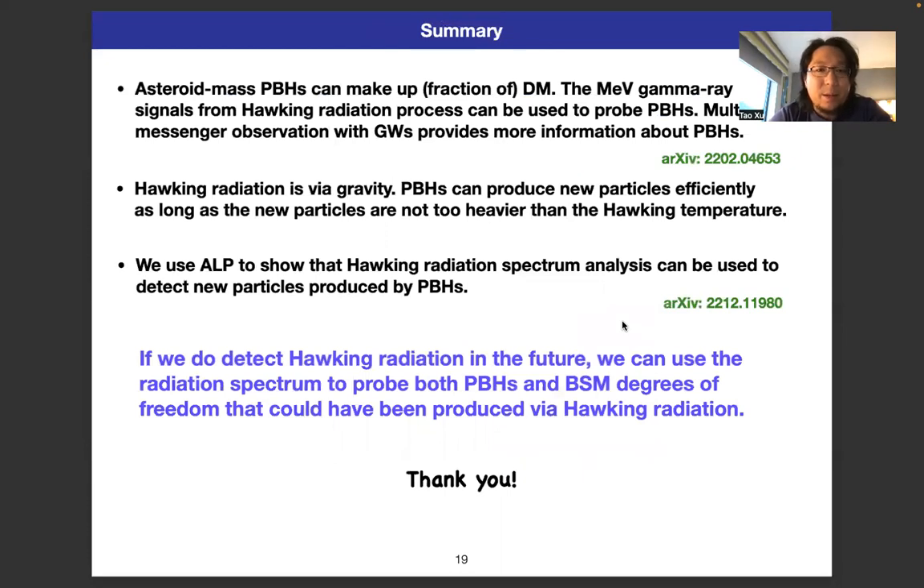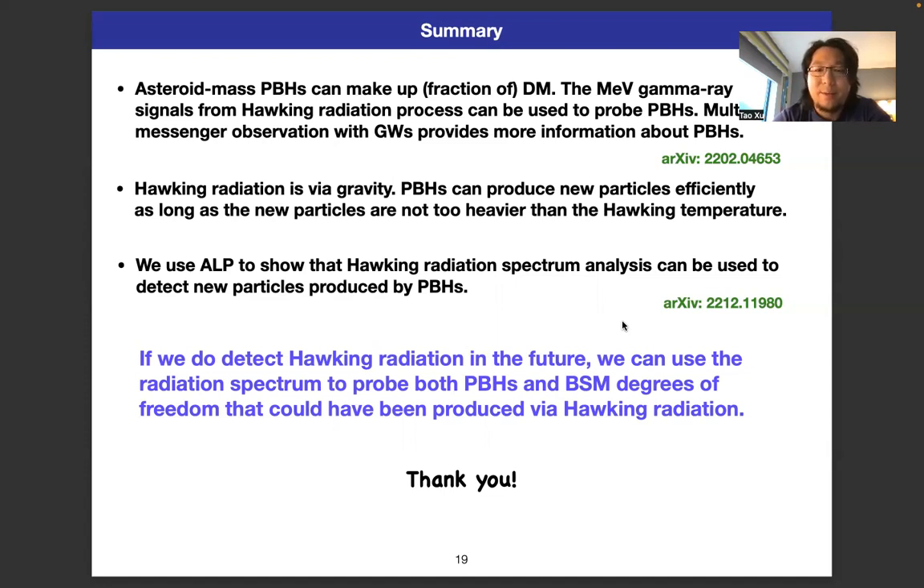In the end, let me summarize my talk. Asteroid-mass primordial black holes can make up a fraction of dark matter, and the MeV gamma ray signal from the Hawking radiation process can be used to probe primordial black holes. Multi-messenger observations with gravitational wave signals provide us with more information about these primordial black holes. Then we can look at the Hawking radiation process more carefully.